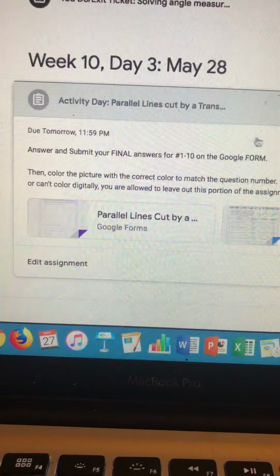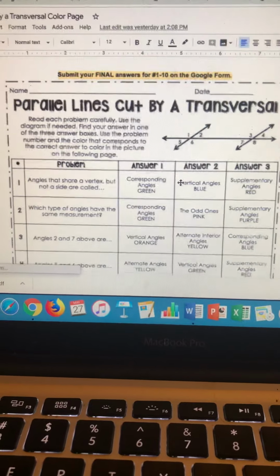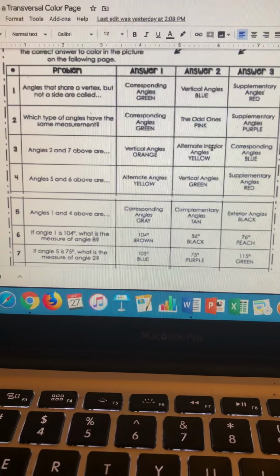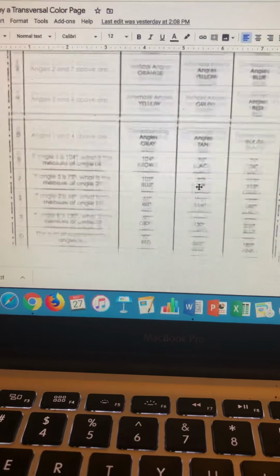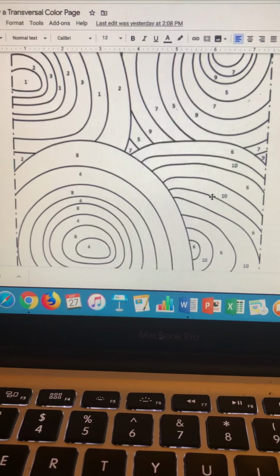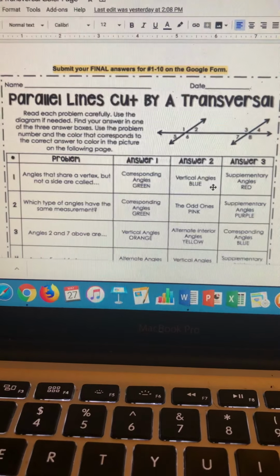So that's the form. And then if you have the coloring supplies to complete this part, the first part is just the same thing you just answered, which you don't have to answer again because you already did the form, but you can use it as a guide for your coloring. And then this is the picture you would color if you have the supplies. If you do not, you leave that portion of the assignment out and call it a day.